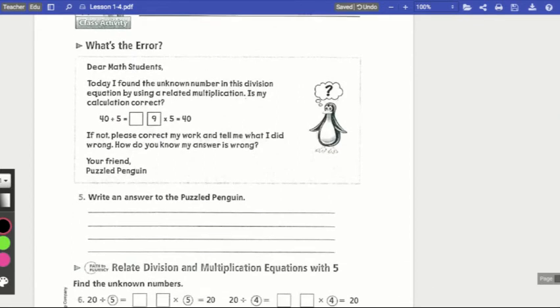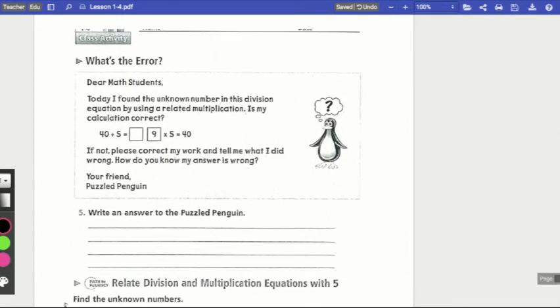We're going to hop on down here to Puzzled Penguin, and I apologize if I'm going fast today, friends. I'm not doing a lot of extra talking, so if you need to pause and rewatch anything, please feel free to. But we wanted to look here at Puzzled Penguin's little problem today, okay? He said, "Dear math students, today I found the unknown number in this division equation using a related multiplication. Is my calculation correct? If not, please correct my work and tell me what I did wrong. And how do you know my answer is wrong? Your friend, Puzzled Penguin."